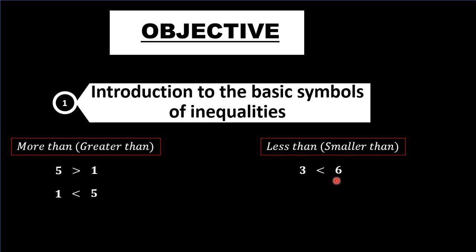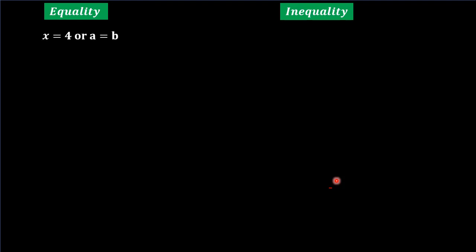Students, first of all, you must know what is the difference between equality and inequality. If you see the symbol equals to, take it as the equality. And if that symbol of equality is replaced by any one of these four, greater than or equals to, smaller than or equals to, greater than only, smaller than only, you will say it is an inequality.